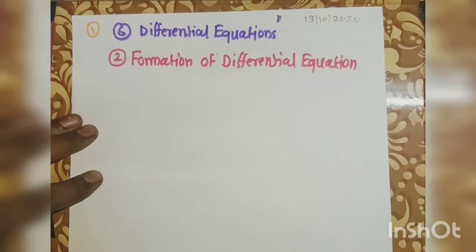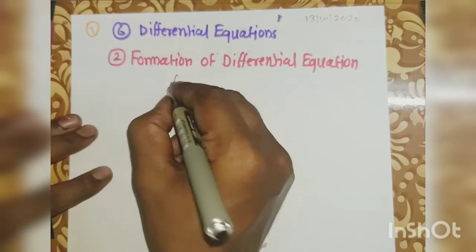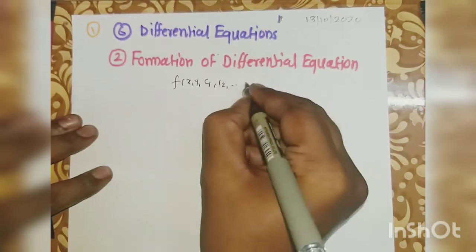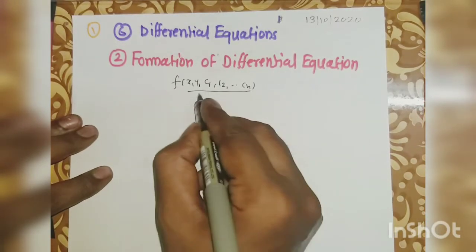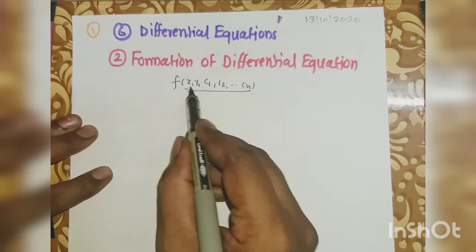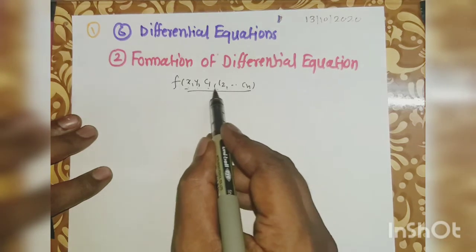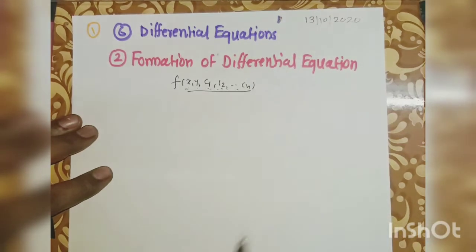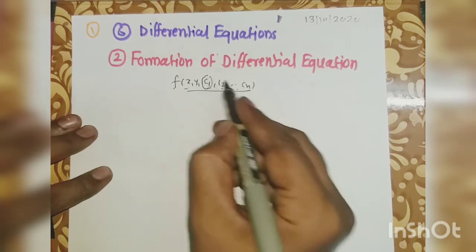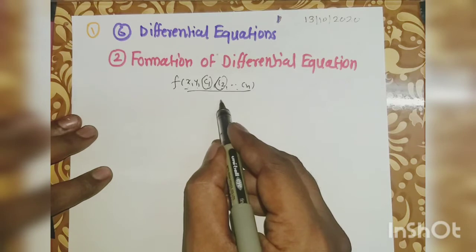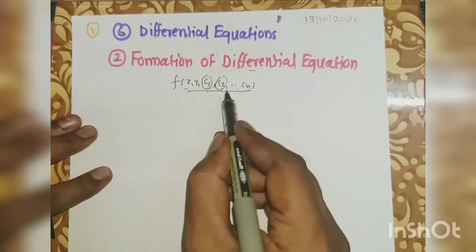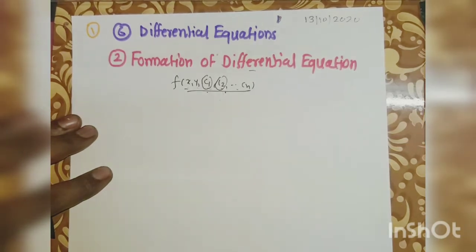in terms of variables and constants, that is f(x, y, c1, c2, ..., cn). These are the constants; x and y are the variables. The equation consists of x and y variables and some constants C1, C2, C3, ..., Cn. And after eliminating these constants, we get the differential equation. This elimination of arbitrary constants is done by taking differentiation.